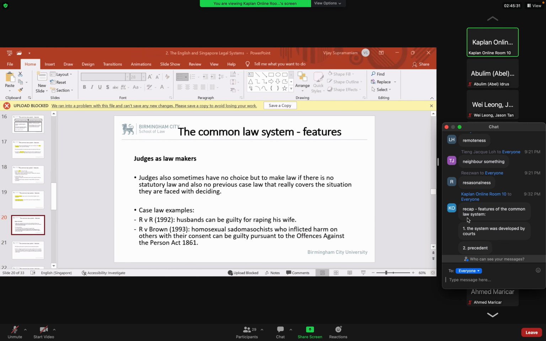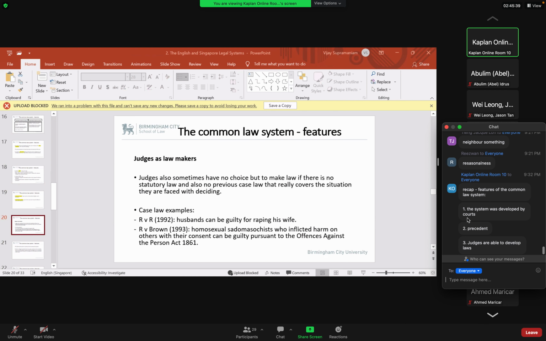Number 3, the third feature is that judges are able to develop laws. That means this common law system allows judges to make law. So we're going to talk about judicial lawmaking now. Do you have any questions that you would like me to address at this moment? All okay?